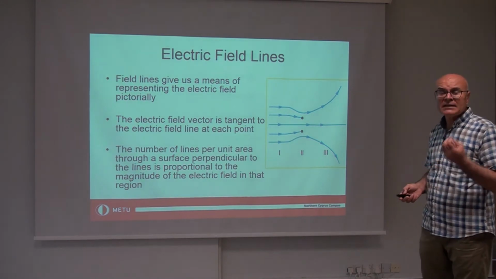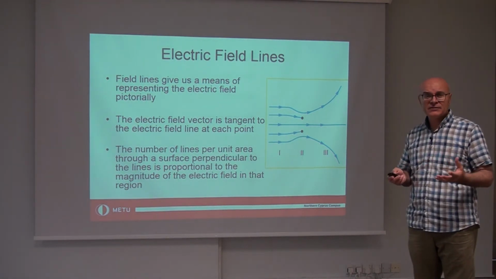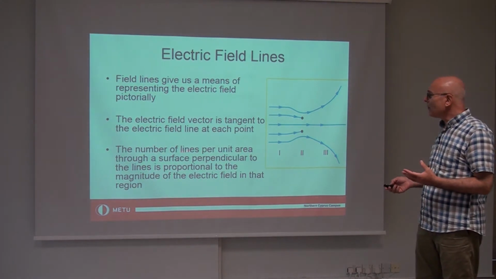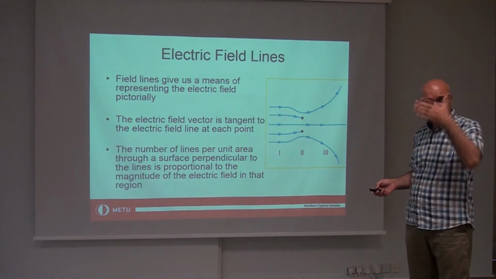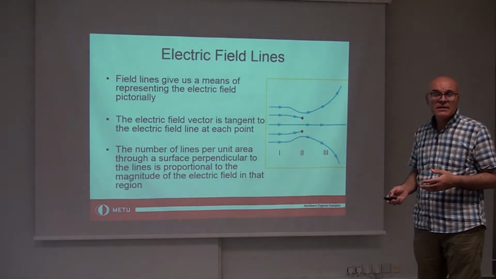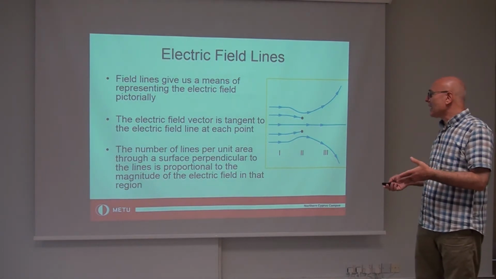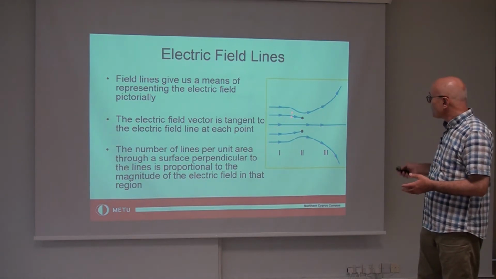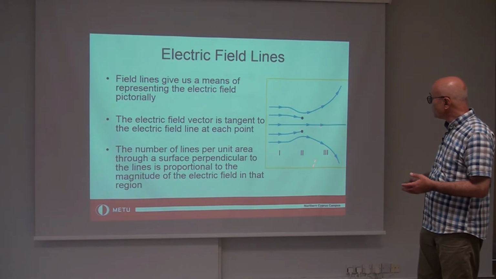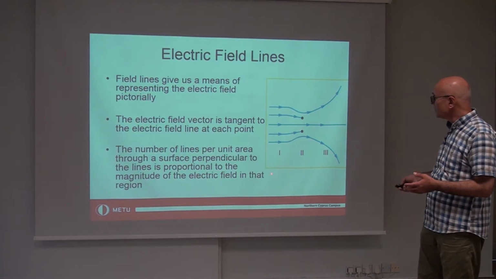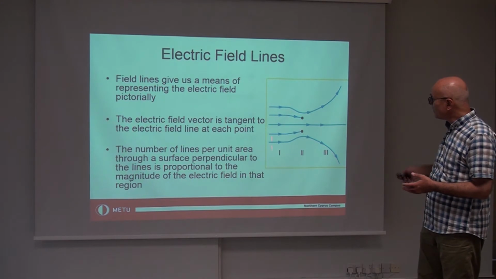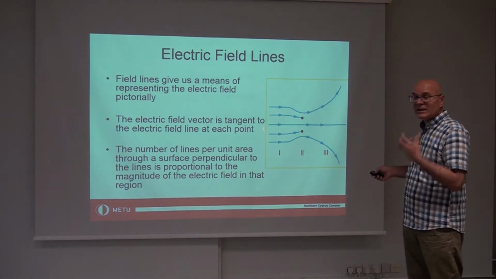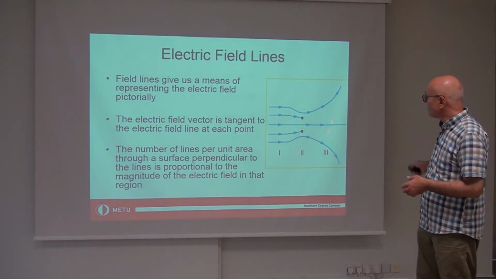Also, it can give you an idea about the relative magnitude of the electric field. How is this? The number of lines per unit area through a hypothetical surface perpendicular to the lines is proportional to the magnitude of the electric field in that region. For example, if you imagine a surface here and a surface here, the number of lines crossing per unit area in this surface is larger than it is here, and so the magnitude of the electric field is larger here than it is here.